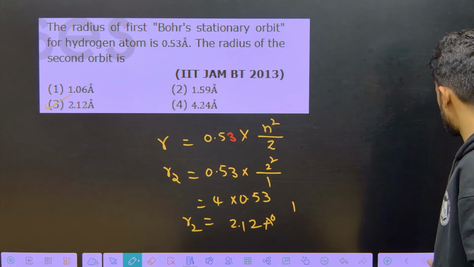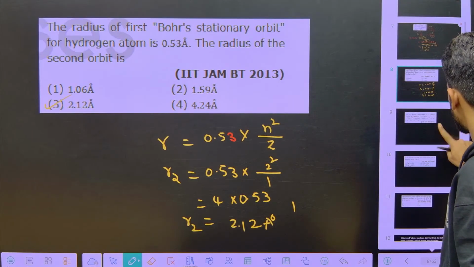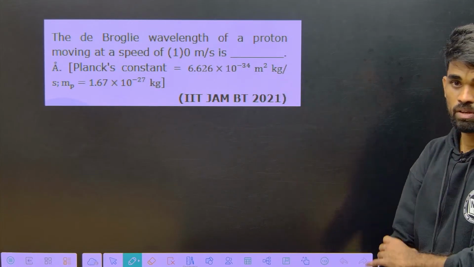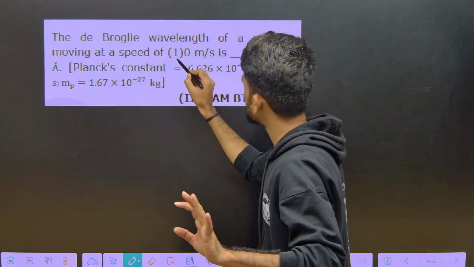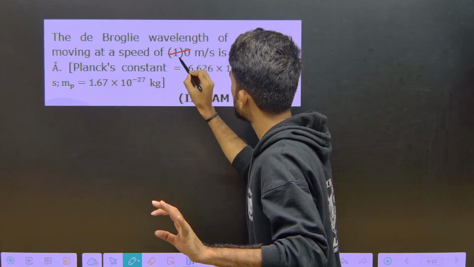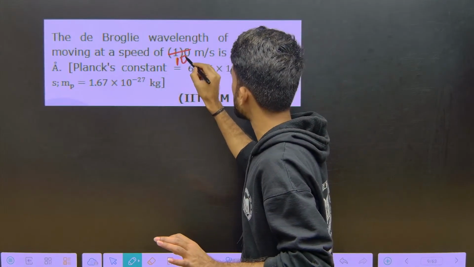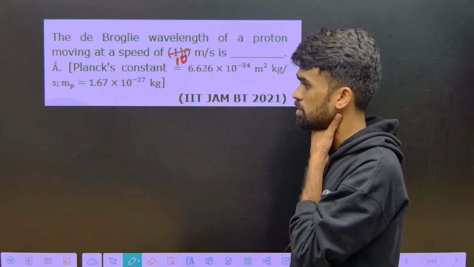Okay, next. Is there any other possibility? Yes. I hope you can able to do this question also. I don't know whether there is mistake or not. So take this as 10 meter per second. Velocity or speed you take 10 meter per second and tell me your answer.